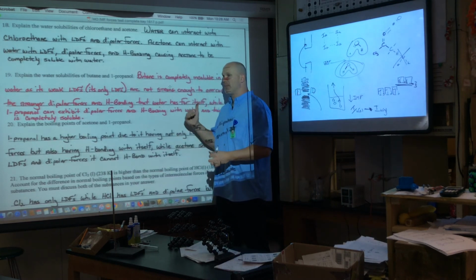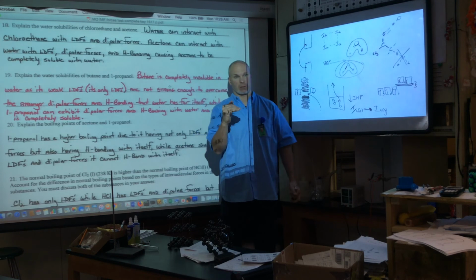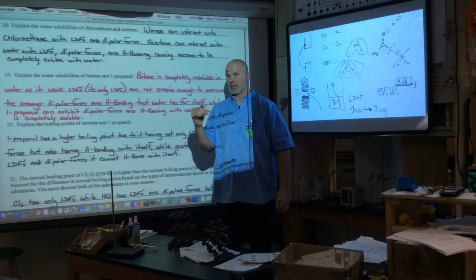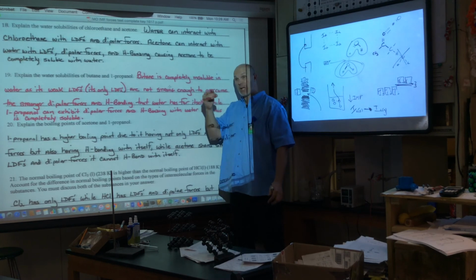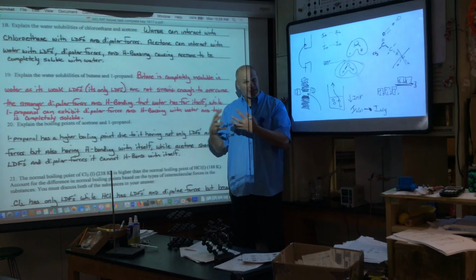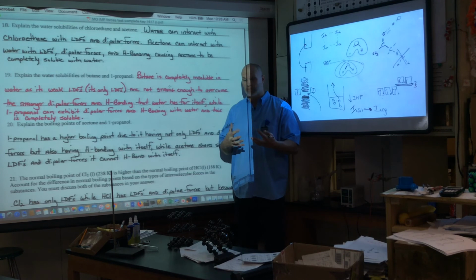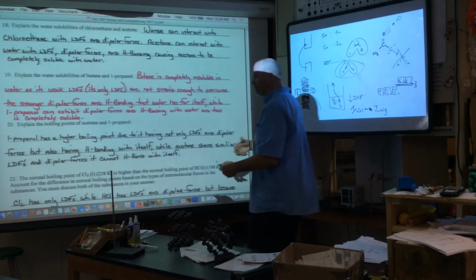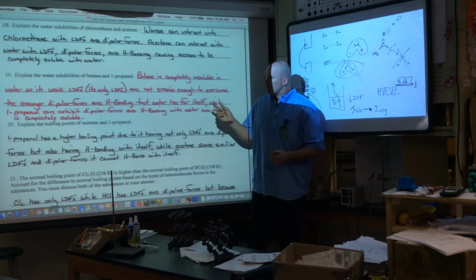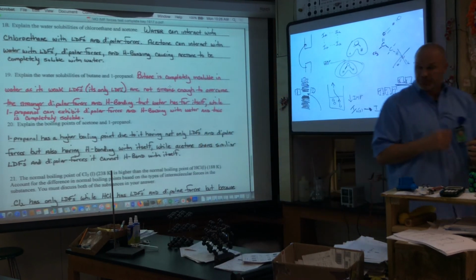Butane only has LDF forces. Water has LDF, dipolar, and H-bonding. Therefore, 1-propanol, which has all three like water, is soluble because it has similar attractive forces. Water sticks to itself because why would it attract to something weaker? Okay, that's that. And number 20.